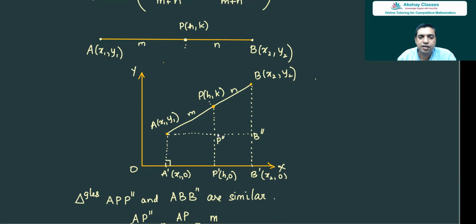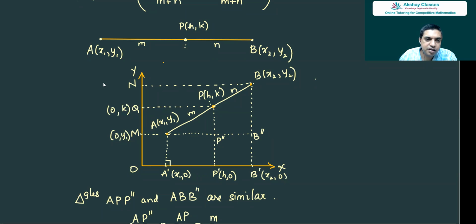But exactly the same way we need to do for the y coordinate. So the y coordinates, I will write different names: A, M, B, N, and P, Q. So similarly, exactly the same way, say M will be (0, y1), Q will be (0, k), N will be (0, y2).